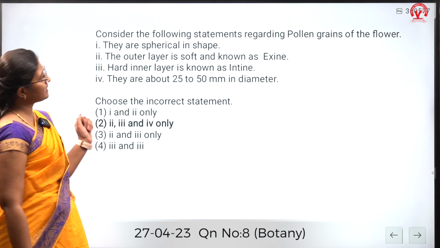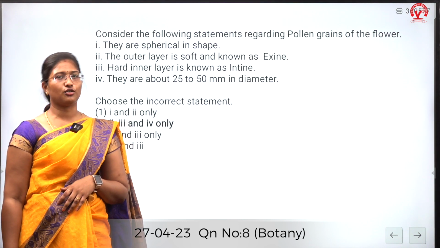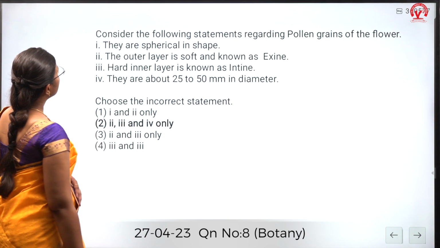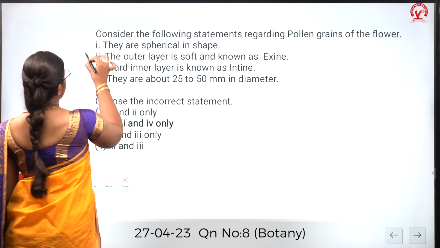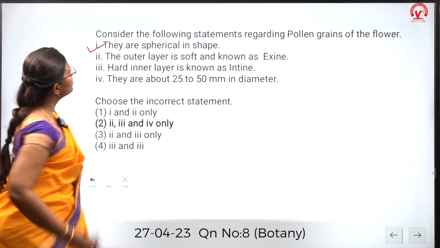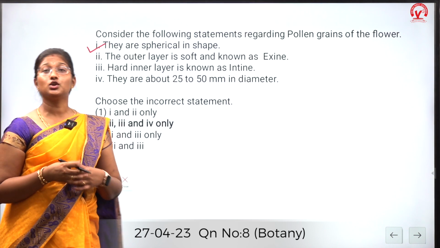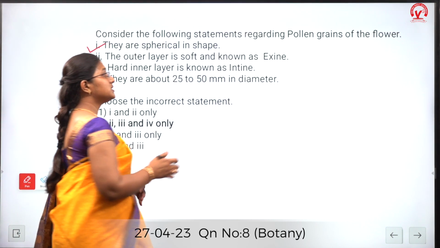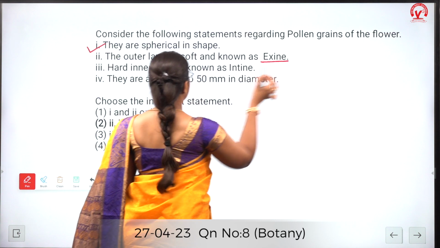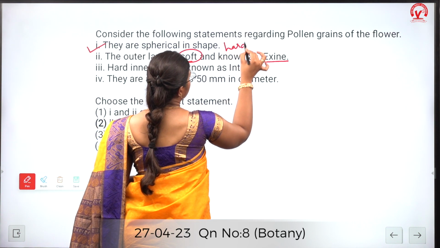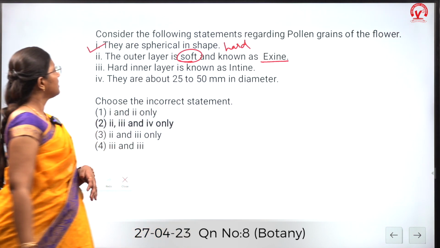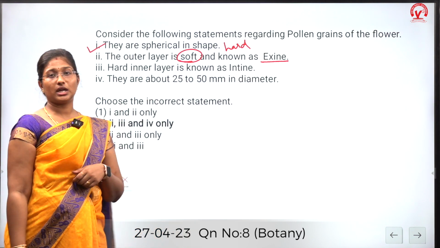Consider the following statements regarding pollen grain of a flower. Okay, so they are spherical in shape. Yes or no? Pollen grains are spherical in shape. The outer layer is soft and known as exine. The outer layer is called exine, but it is not soft. How is it? The outer layer would be hard, and the inner layer is known as intine.